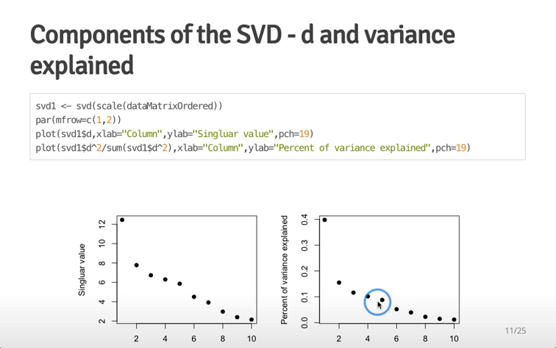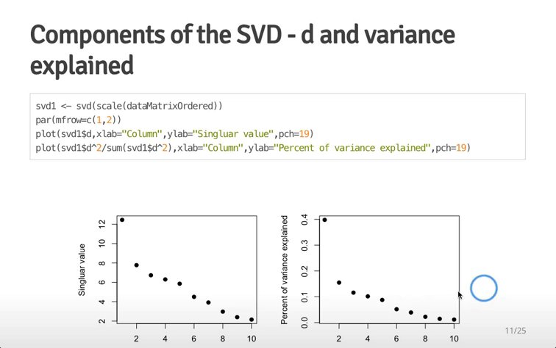One thing that people do often is they add up the cumulative amount of variance explained moving from left to right, and they identify all the patterns that explain some large percentage of the variance, say 80 or 90%, and then they can compress their data down by only considering the components of the singular value decomposition that represent those patterns.